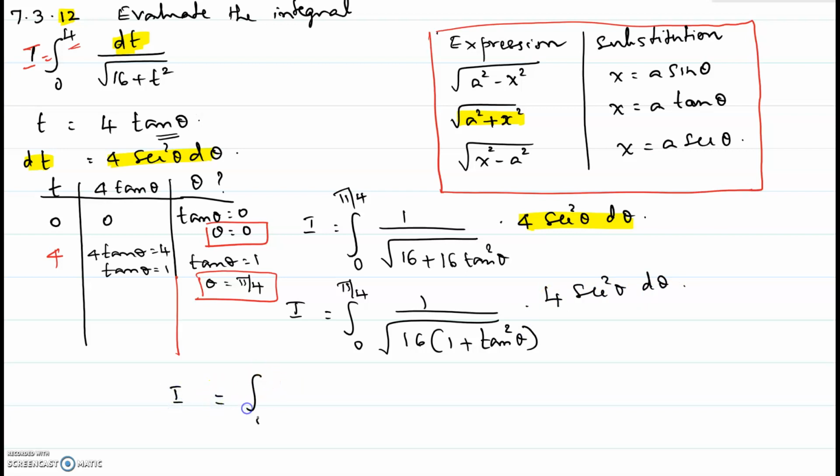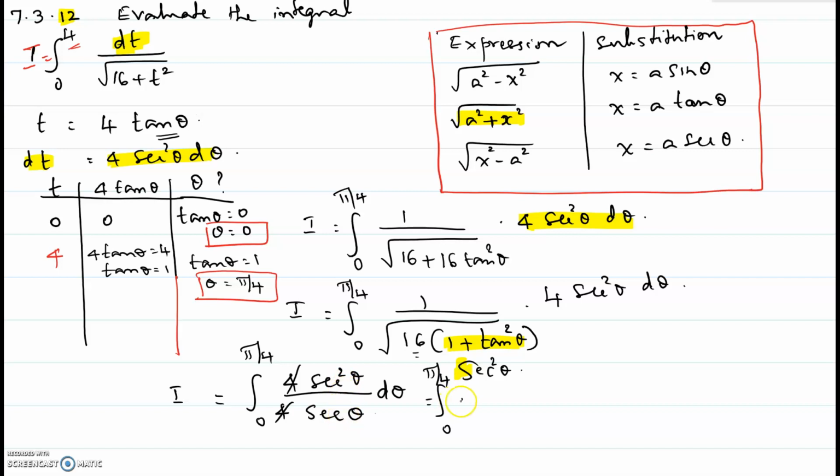So I is the integral from 0 through pi by 4. The numerator is 4 secant squared. The denominator is the square root of 16, which is 4, times the square root of 1 plus tan squared, which by the Pythagorean identity is secant squared, within the radical. If we take the square root of secant squared, that will be secant theta. So it is the integral from 0 through pi by 4 of secant squared over secant, that will be secant theta d theta.